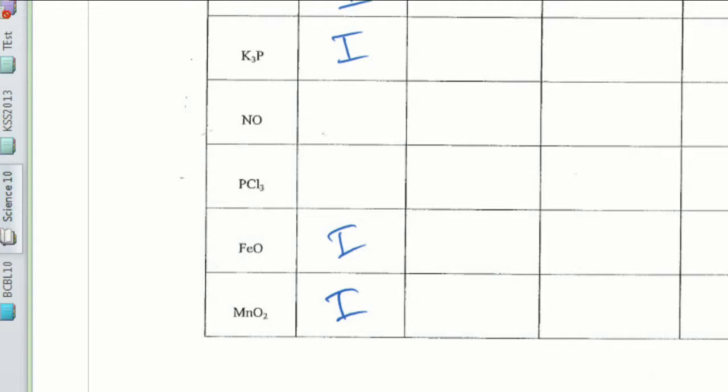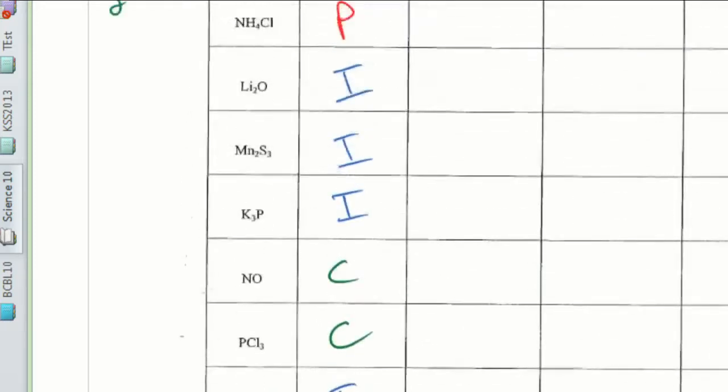So these two, by process of elimination, even if I didn't really understand what a covalent was, if I knew what an ionic was, I could eliminate them as being ionic.